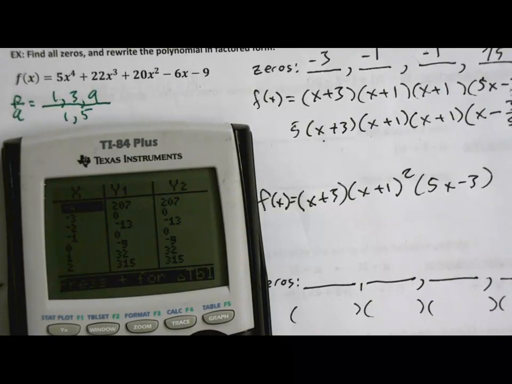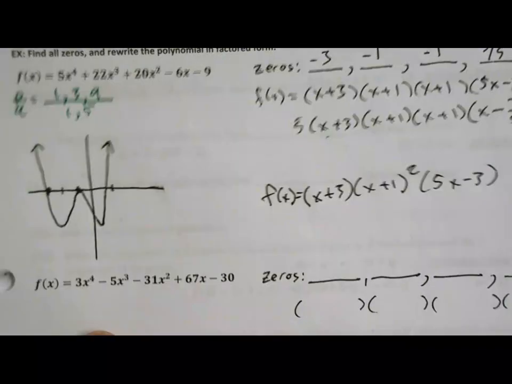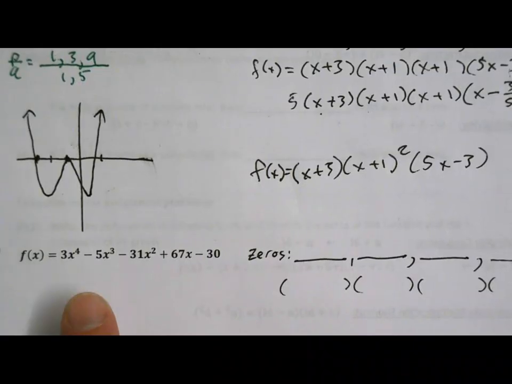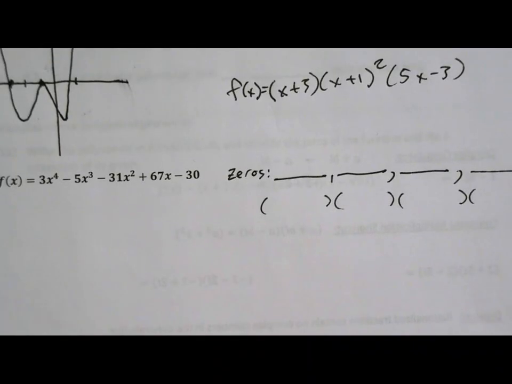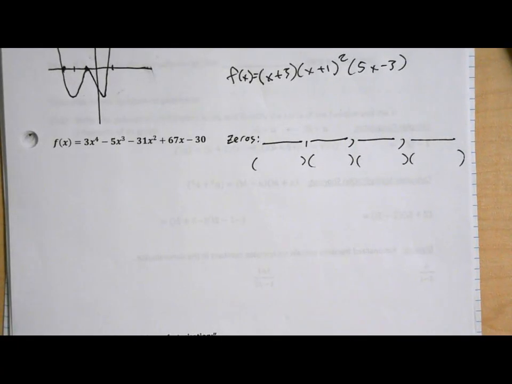Okay, moving on to our next one. Do we need a P over Q list? Let's go ahead and see what happens. We don't always use the P over Q list, so let's graph it and see. Maybe all of our zeros will come out and be nice whole numbers, and we won't have to worry about fractional zeros. So let's graph this thing and make a sketch of it.